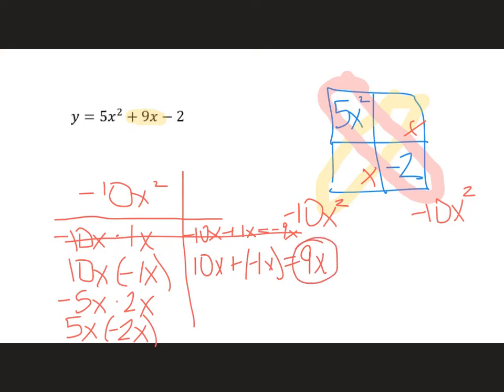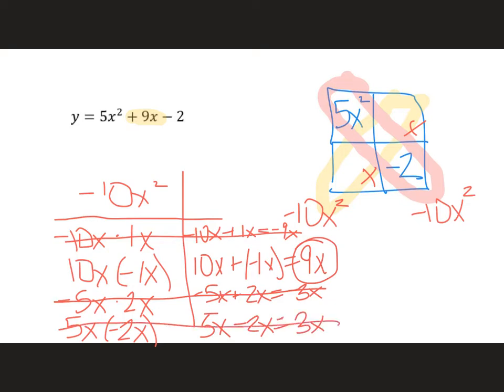That should be what we're looking for, but I could quickly verify if negative 5x plus 2x is going to work. That's negative 3x, so no, that's not going to create 9x for us. Or 5x minus 2x, which is positive 3x. So that one also does not work. So the two boxes here should be positive 10x and negative 1x. It really doesn't matter where you put them, as long as one is in each box.